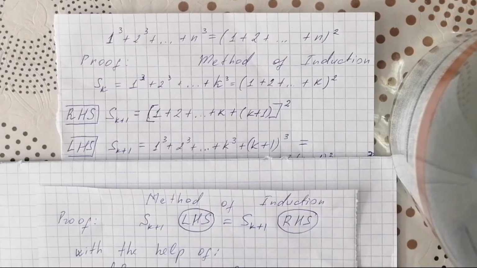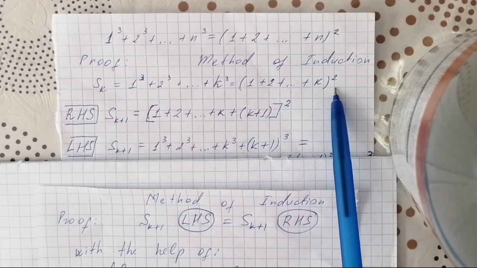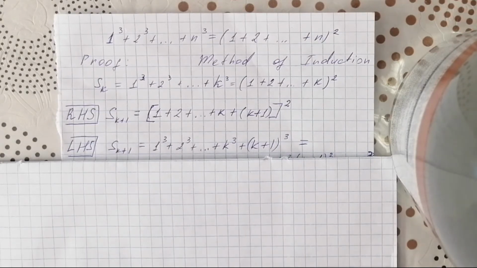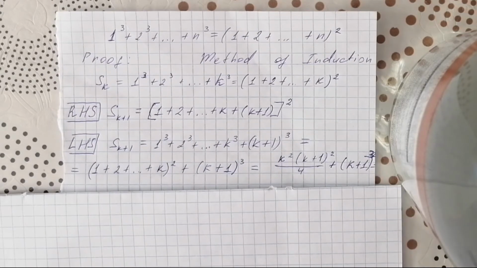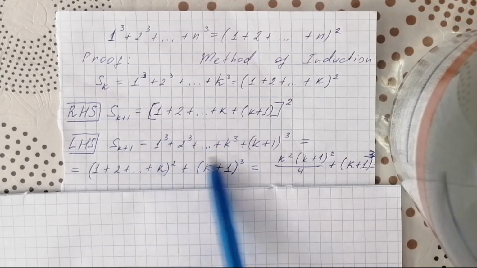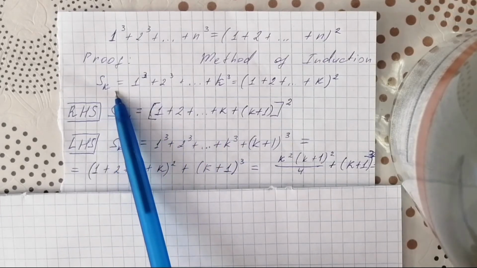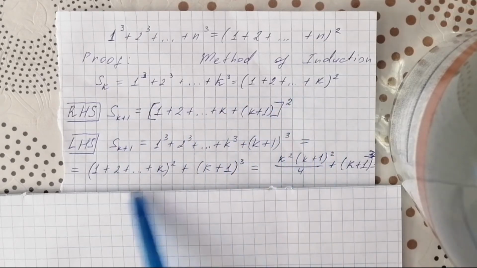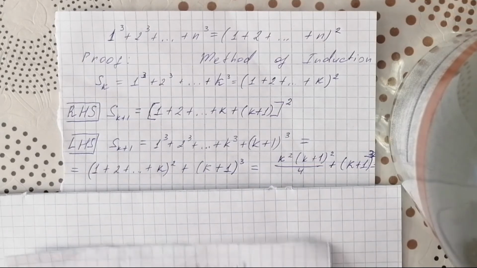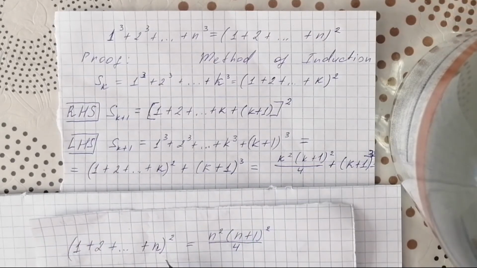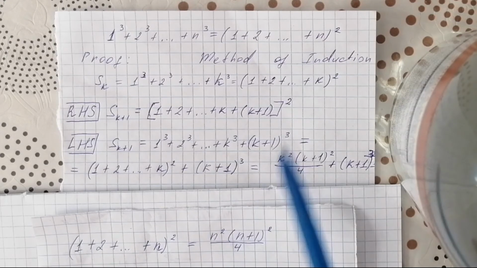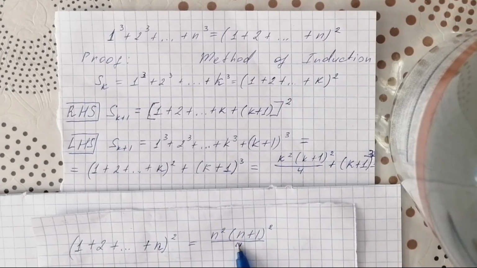For this we will use the previous sum Sk and some algebraic operations. So let's start. Here we just replace this sum using Sk, this with this one. After that, in this step, we use this equality. We can prove this equality also with the help of the method of induction, so they are equal.